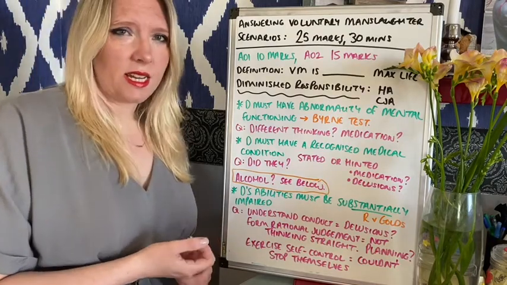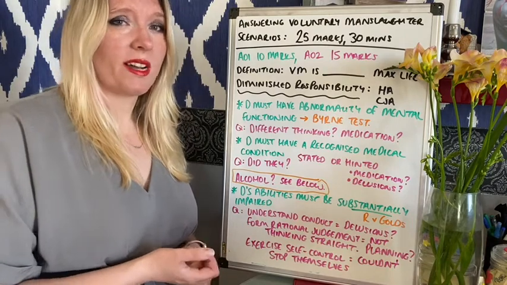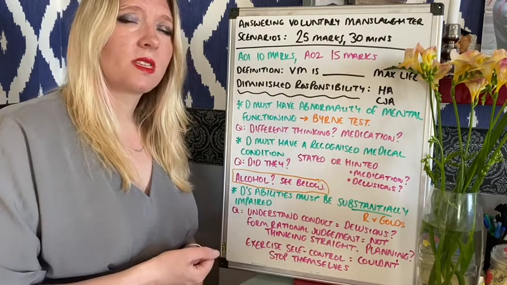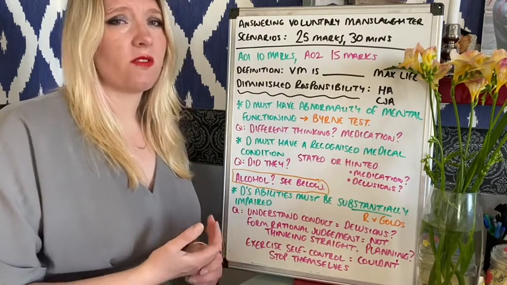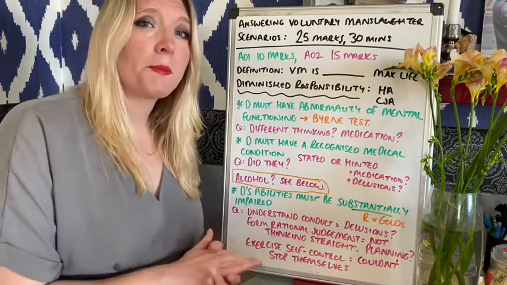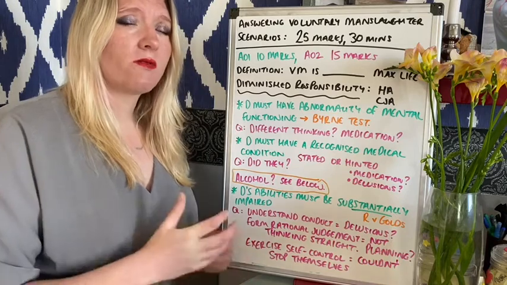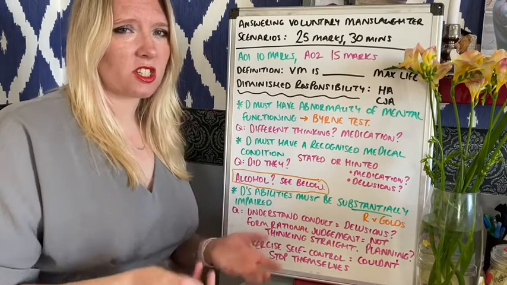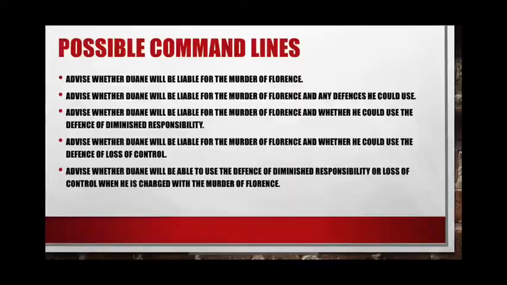So the first thing you need to check is what you're actually required to talk about in the scenario. A scenario question for voluntary manslaughter can have a few variations when it comes to the command line of the question. So read it carefully. What is it actually asking you to consider? Is it a murder question? Is it murder and involuntary manslaughter? Or is it purely voluntary manslaughter? So that's the first thing that you would need to check.